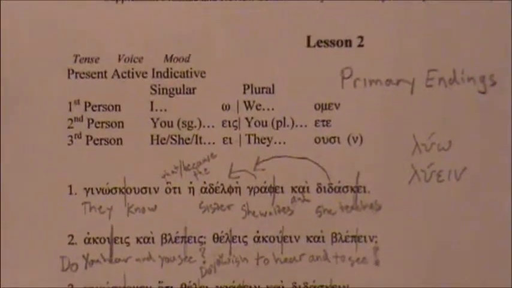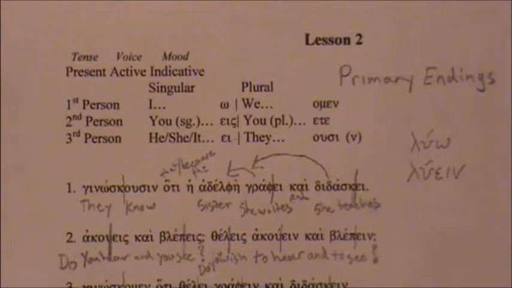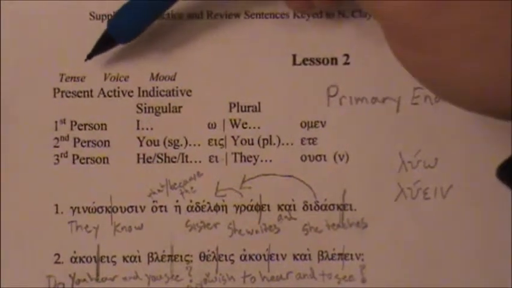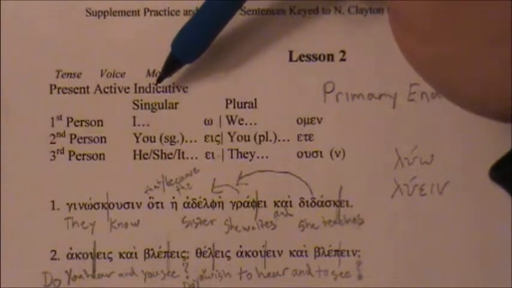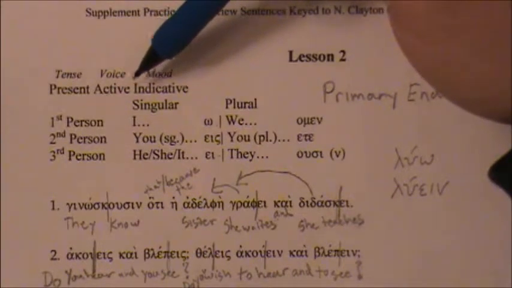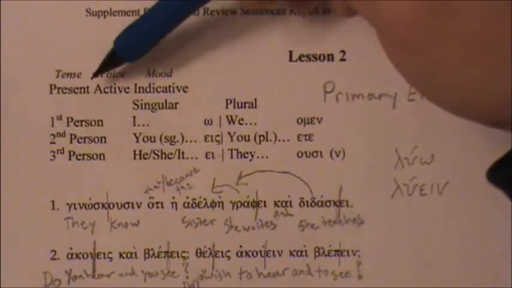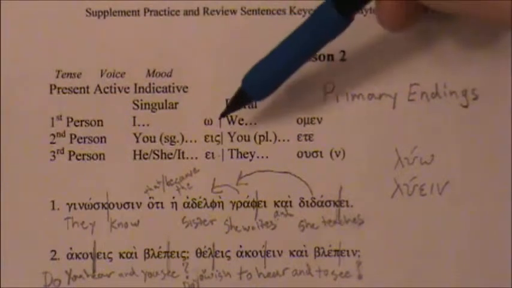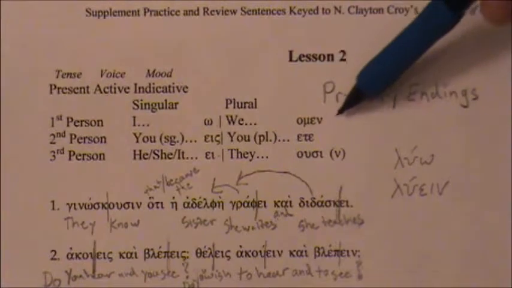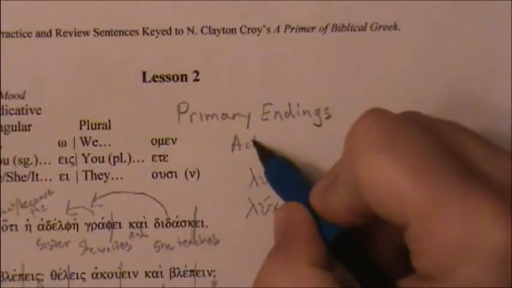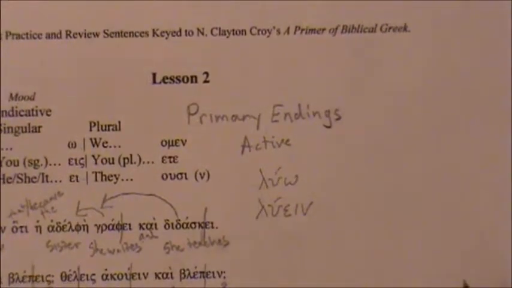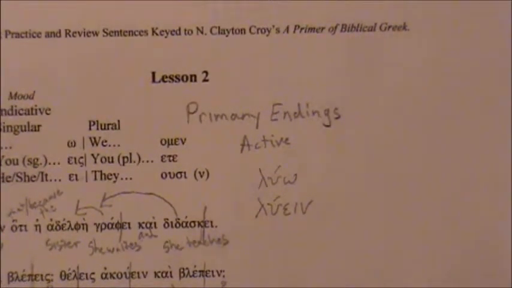Alright, so here's the paradigm once again. And when we parse stuff out, when we look at a verb, we say, okay, the tense, voice, mood, and then you want to know the number, and then the person. So, present active indicative, first person singular, o, eis, e, omen, ete, ousin, and this is called a primary ending, and it's a primary active ending. That won't really matter till later lessons, but if you kind of start thinking about it for now, it will help you in the future.